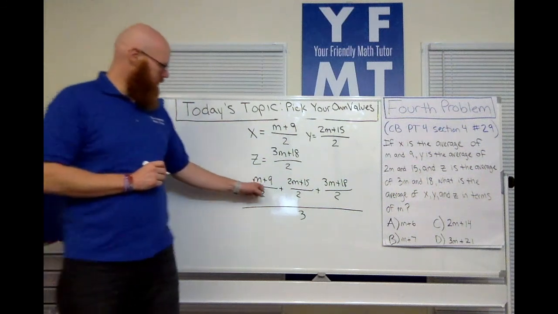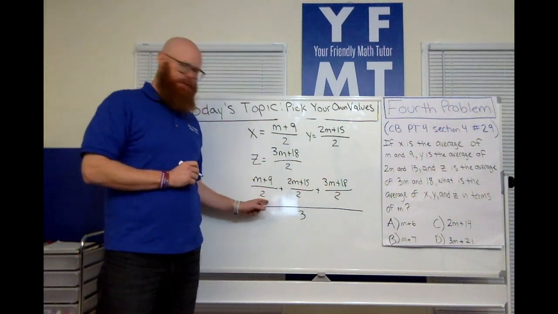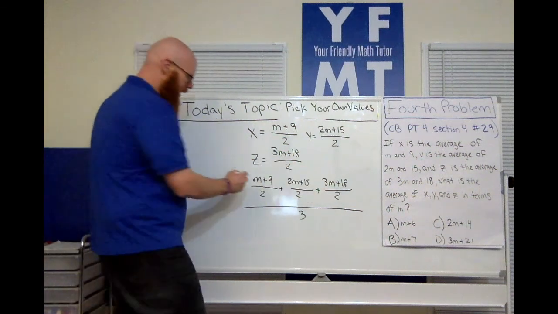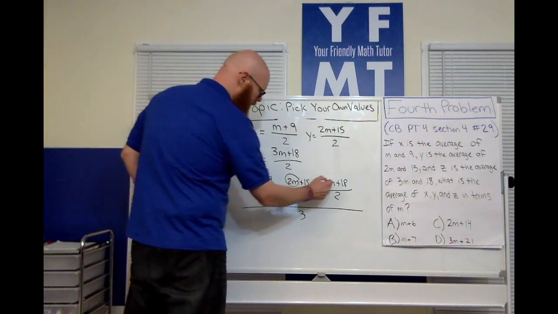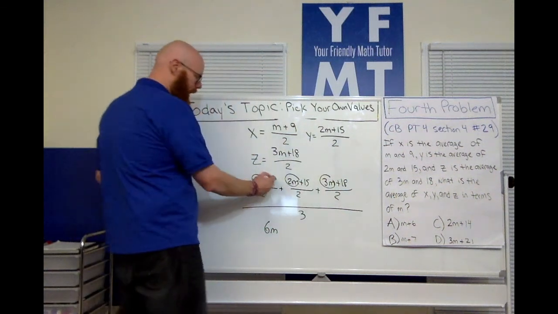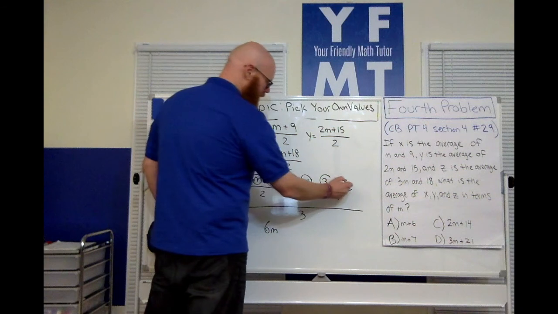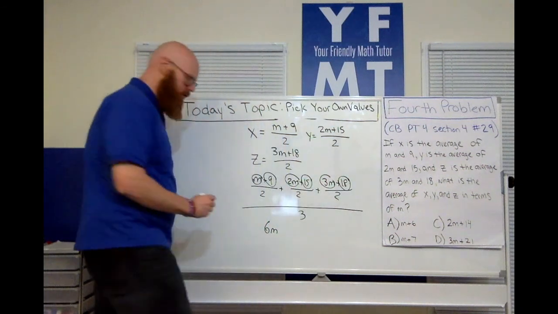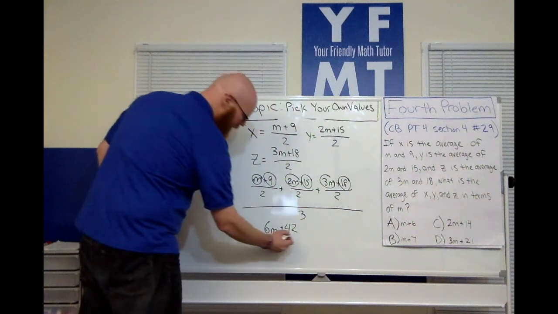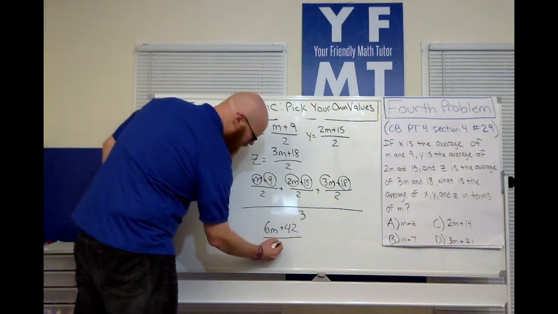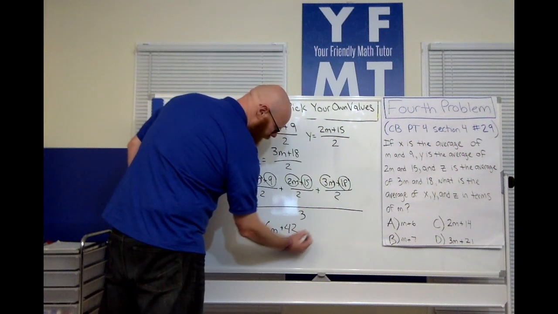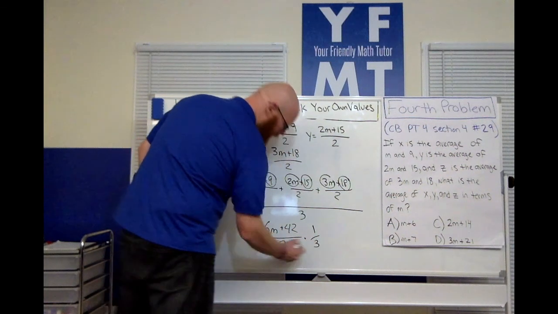Now notice these fractions up top all have the same denominator, so I can add their numerators. I'm going to add m, 2m, and 3m, and I'm going to get 6m. Then I'm going to add 9, 15, and 18, and I'm going to get 42. And then that is dividing by 2, and then dividing by 3. But dividing by 3 is the same as multiplying by 1/3.